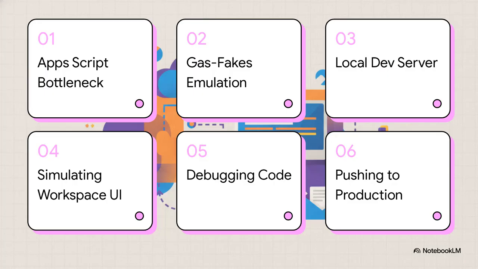So, here's our roadmap for this explainer. 1. The Apps Script bottleneck. 2. Local emulation with GasFakes. 3. The local development server. 4. Simulating the Workspace UI. 5. Debugging server and client. And finally, 6. Pushing to production.